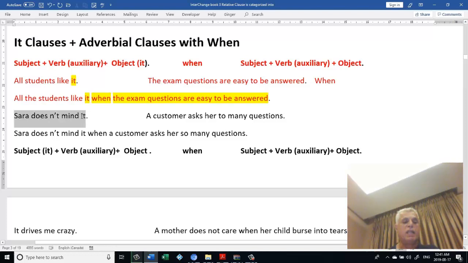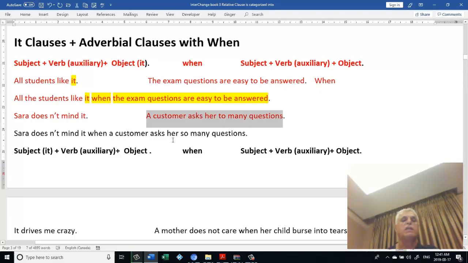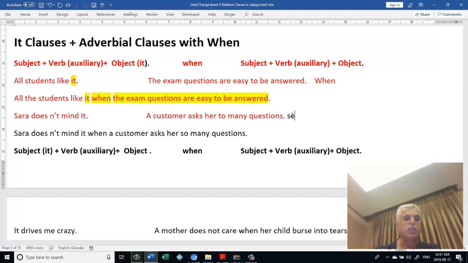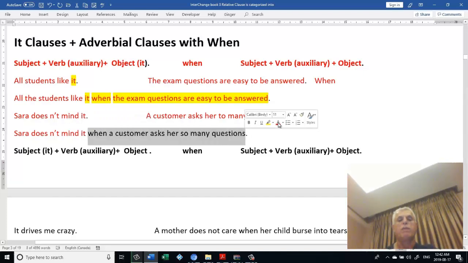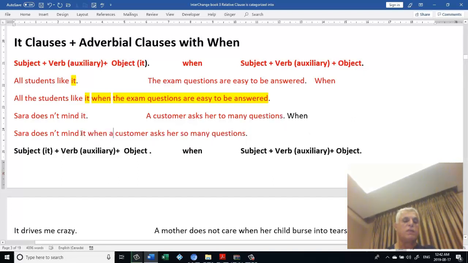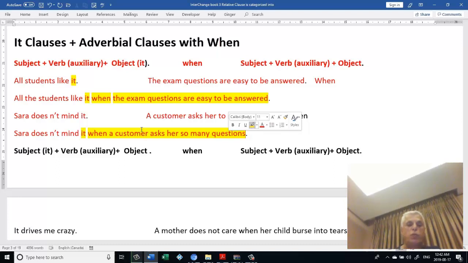Let's go to the second one. Sarah doesn't mind it. Then we have the second sentence, a customer asks her too many questions. Then we have to connect the two sentences to make it an adverbial clause with when. When is used to connect the two sentences. Then we say, Sarah doesn't mind it when a customer asks her so many questions. If we look here, we have it, and all the rest of the sentence is describing the it. That's the reason we say adverbial clauses with when.